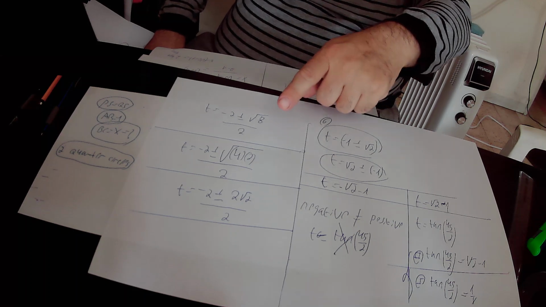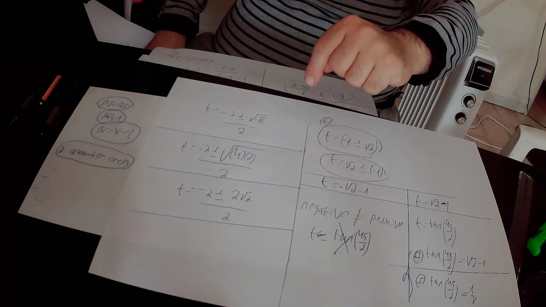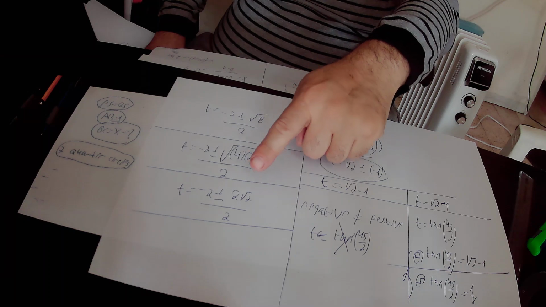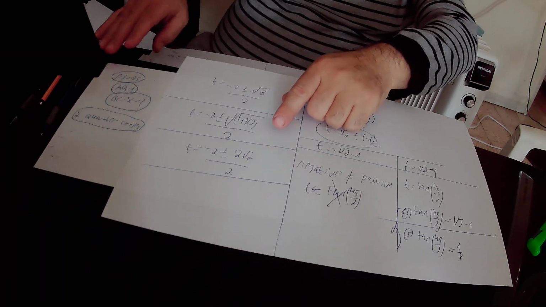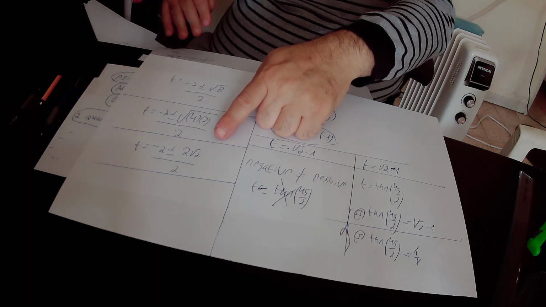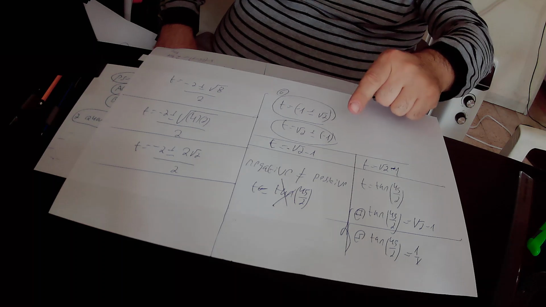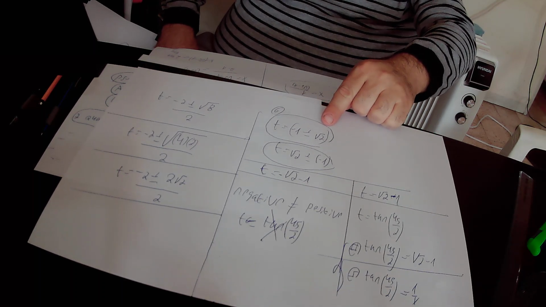So t equals to minus 2 plus minus 8 is 4 times 2 over 2. And the square root of 4 is 2. Inside the root we are left only with 2. So in conclusion, we found out that t equals to minus 2 plus minus 2 times square root of 2 over 2. So t equals to minus 2 over 2 is minus 1 plus minus square root of 2.